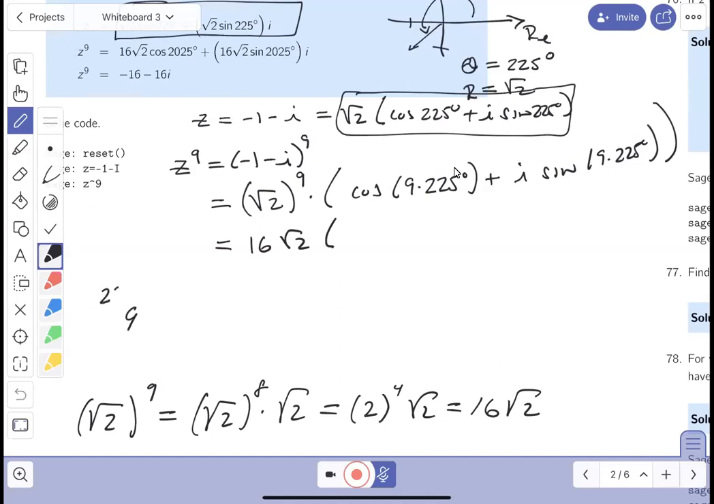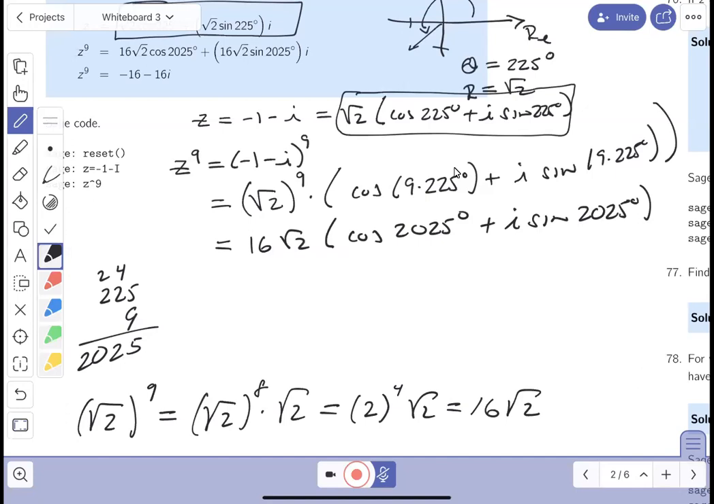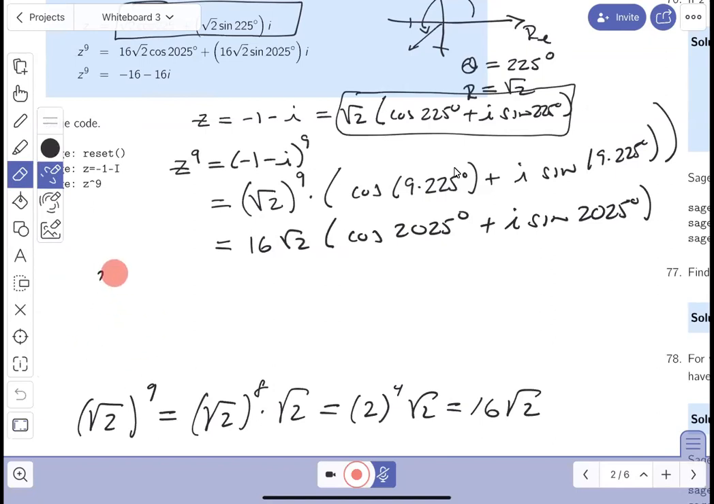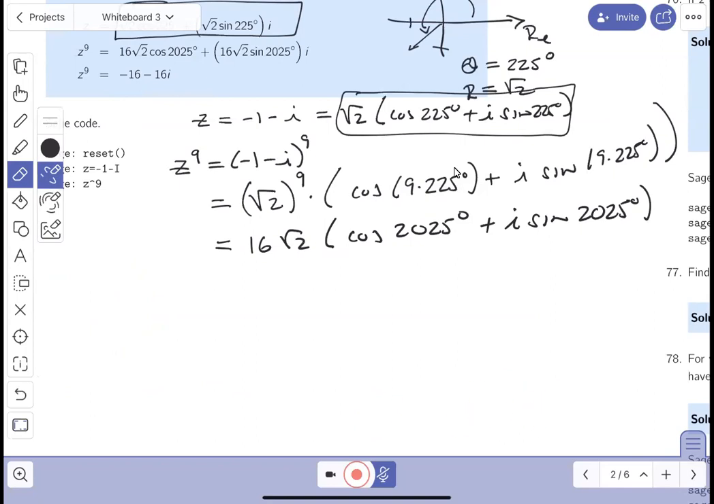9 times 225 degrees. Let's see, 45, 22. Whoa, that's a big number. Cosine 2025 degrees plus i sine 2025 degrees. I know it's a lot of counting. I got to get my eraser out, though. This grade school arithmetic on the side is kind of annoying. And by the way, I'm not at the stage where I'm checking my answers. I'm going to start writing the multiples of 360 down for you, though.